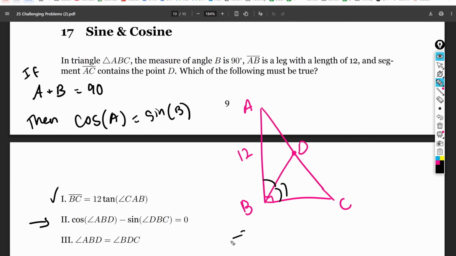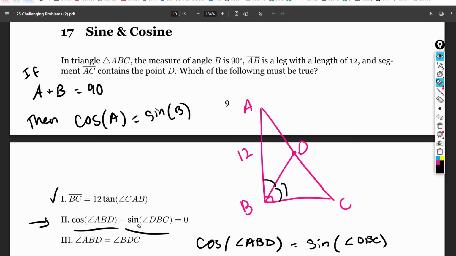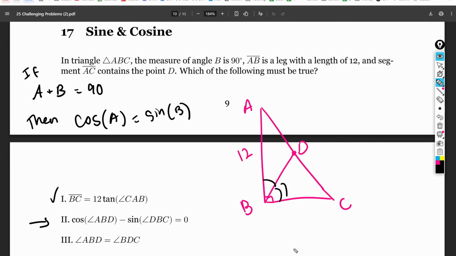And so think about what this means. ABD and DBC, these two angles, are complementary. They do add up to 90, which means that the cosine of one of them is equal to the sine of the other. Even though we have no idea what these angles are, we know for a fact that the cosine of ABD is going to be equal to the sine of DBC. And so sure enough, if you take two things that are equal to each other and you subtract them, you get 0, right?